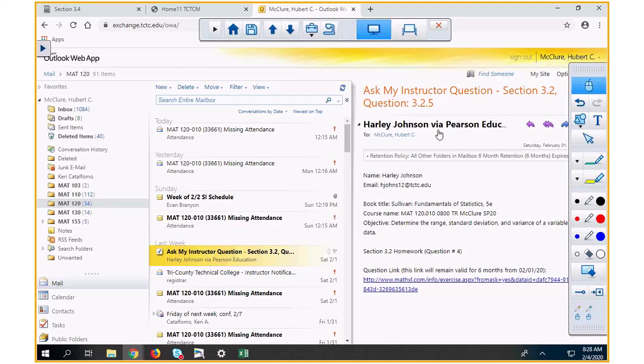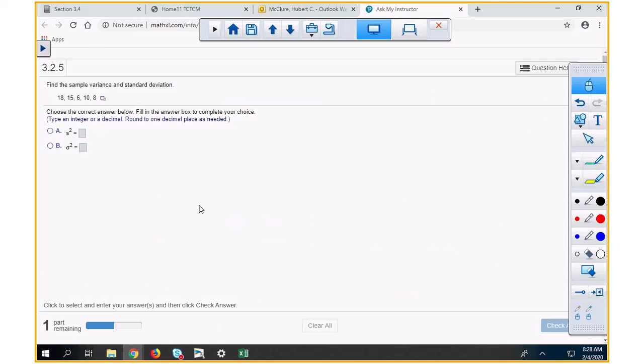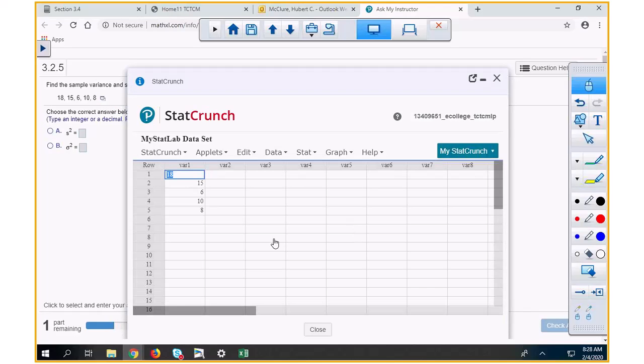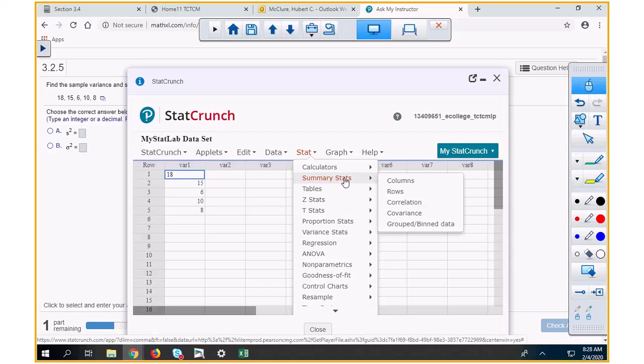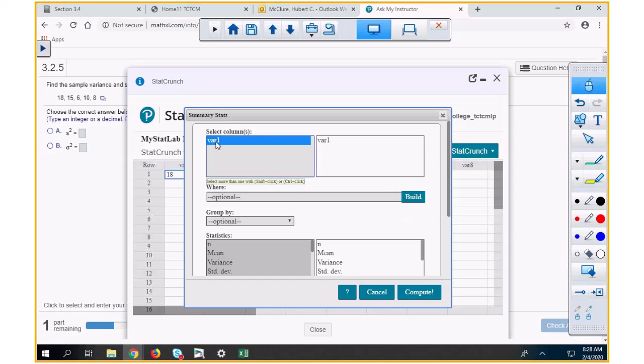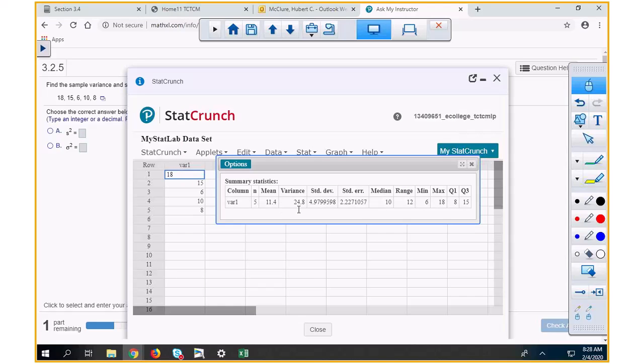3.24, 5/4. Oh yeah, this is a good test question because it's short and sweet. Find the sample variance. So let's do StatCrunch. I'm going to go to Stat, Summary Stats, Columns, variable 1, and compute. What's my variance? 24.8. Now, you could do that on your calculator also, if you want to.